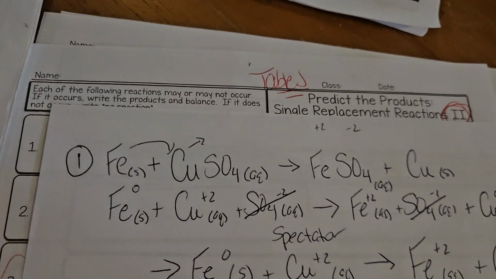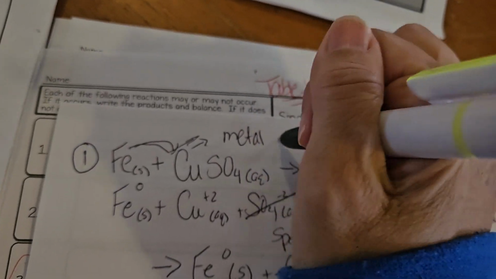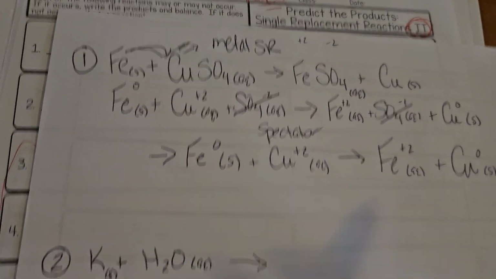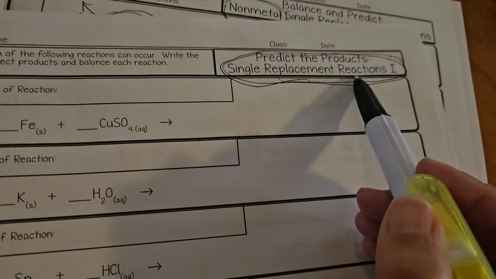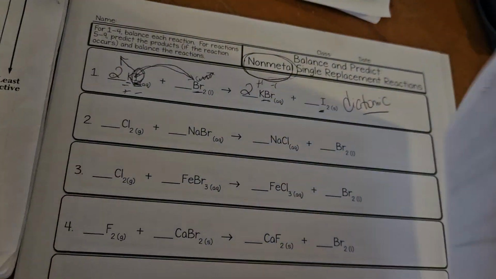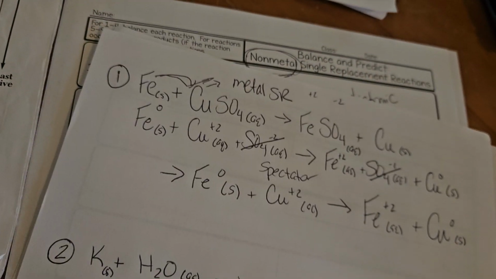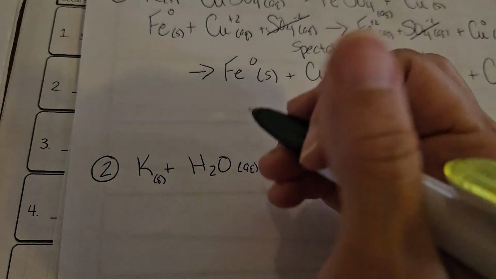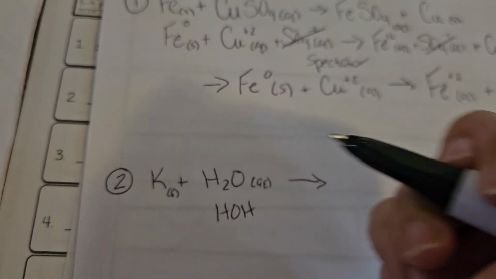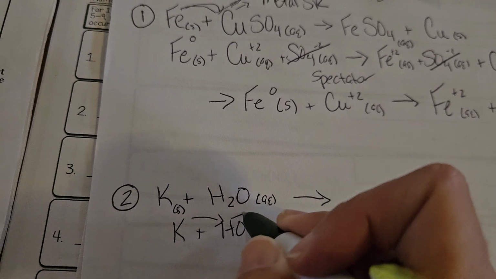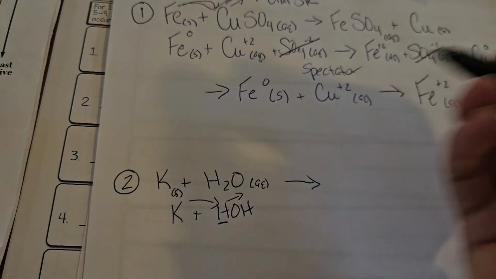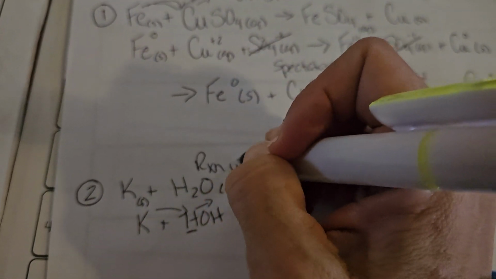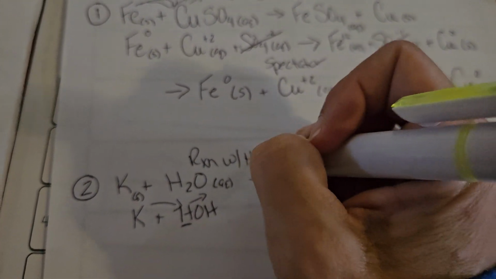So you're going to do that with each one of them. This was like what we did the first day. So this is a metal replacement reaction. The second one, so I'm just on the same paper, number 2 now. So number 2, it looks kind of different because it has K and H2O. But if we write water as HOH, you can see that the K could replace the H. So this is a reaction with water. So they're all single replacement, but just different styles.